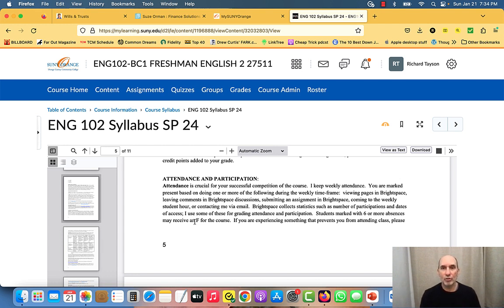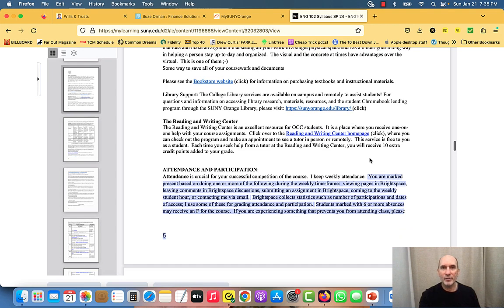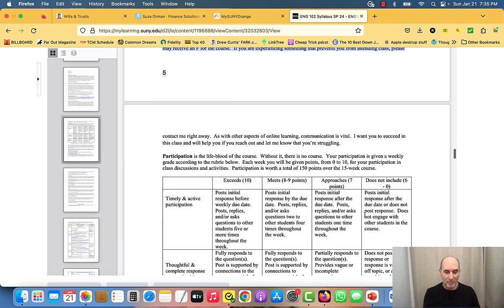So attendance is crucial. I keep weekly attendance. You're marked present based on doing one or more of the following during the weekly time frame. Viewing pages in Brightspace, coming to the weekly student hour, or contacting me via email, submitting assignments. Okay, so Brightspace collects all these statistics about everyone's participation. If you're absent for more than 6 times in the class, you may receive an F for the class. So please keep that in mind.